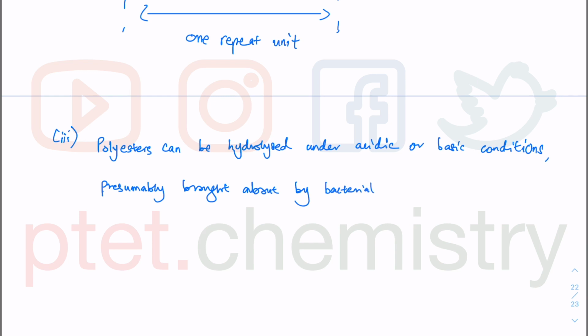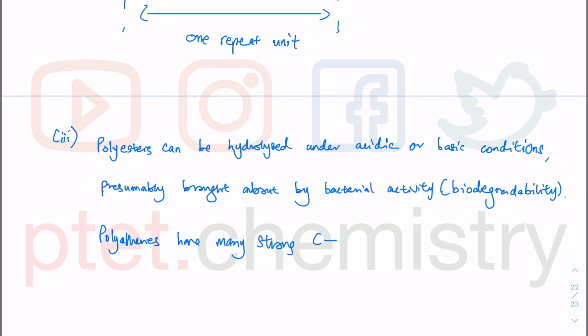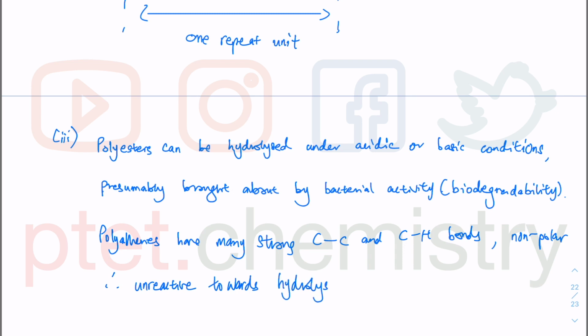So this is speculation, but in nature you have bacteria that can do that. So that is your biodegradability. On the other hand, polyalkenes have no more carbon-carbon double bond. Instead, they have many strong carbon-carbon single and also carbon-hydrogen bonds. They are non-polar and therefore unreactive towards hydrolysis, so they do not break down easily.